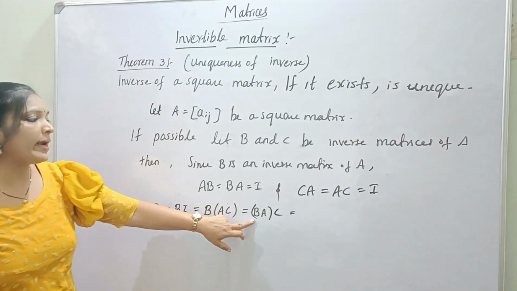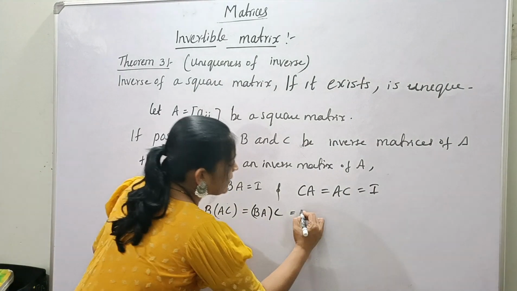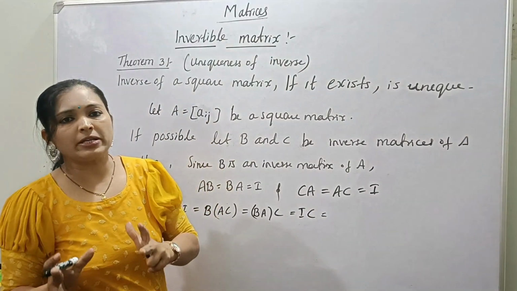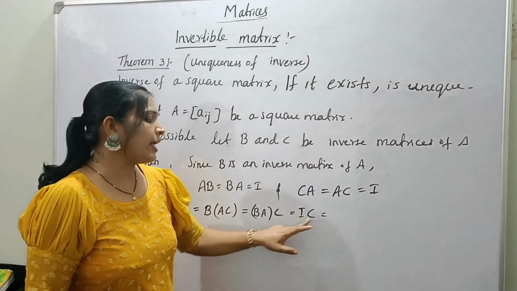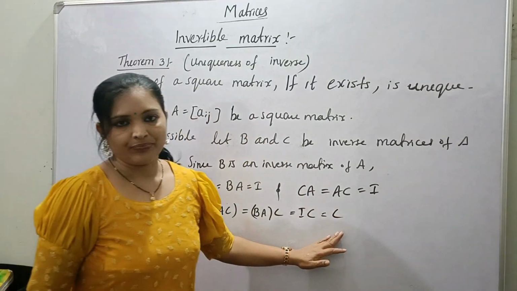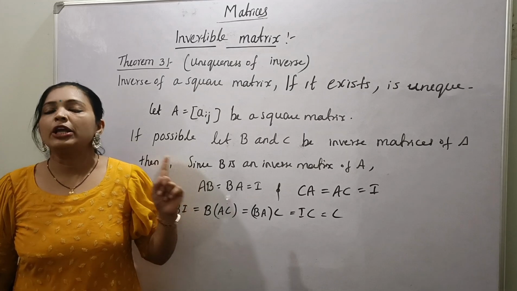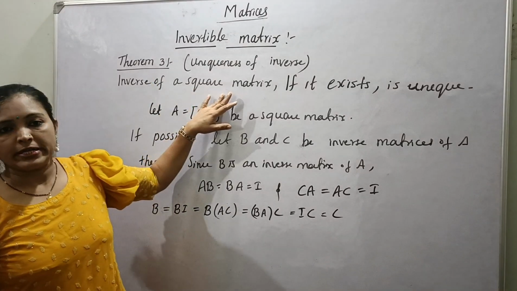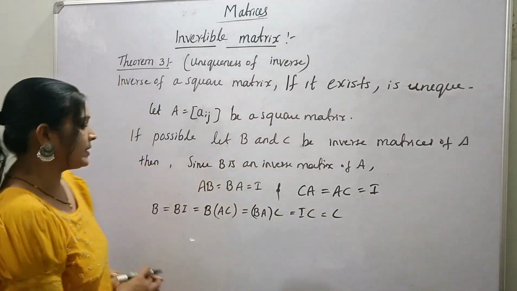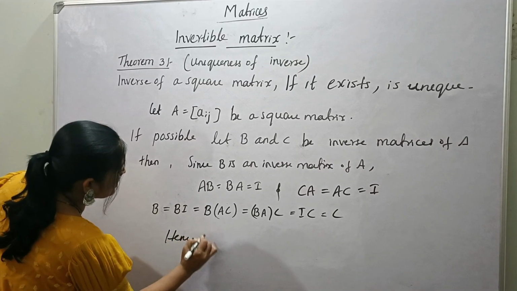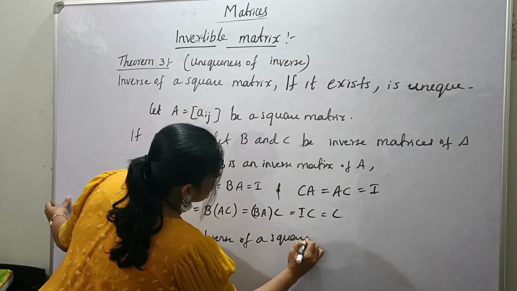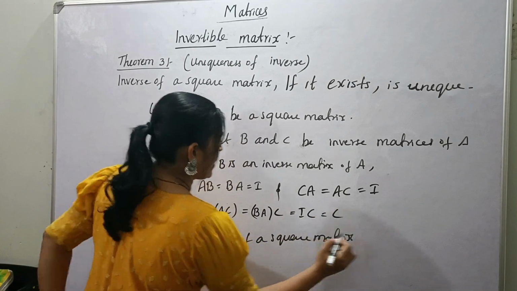What is BA? BA is nothing but I. So I into C. I is an identity matrix, right? So I into any matrix is equal to that matrix itself. That is, I into C is equal to C itself. So here we have got B is equal to C. That means there is only one inverse matrix. The inverse of a square matrix, if it exists, is unique. Hence, the inverse of a square matrix is unique.